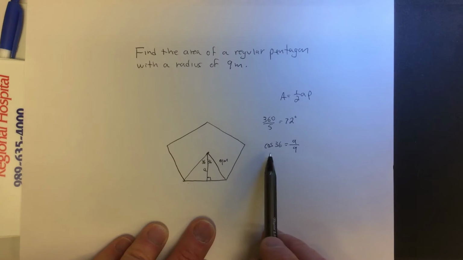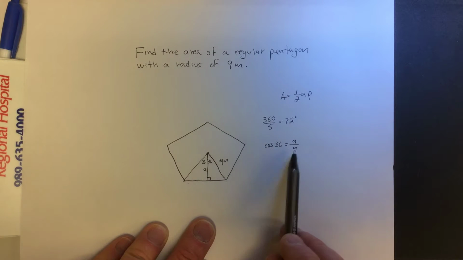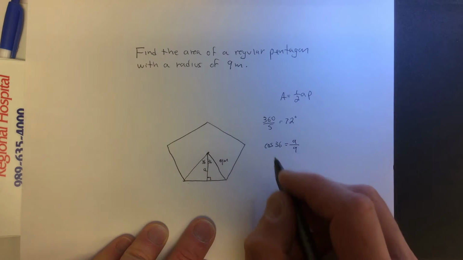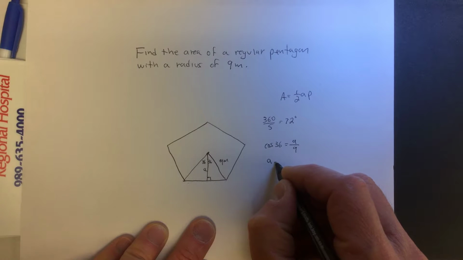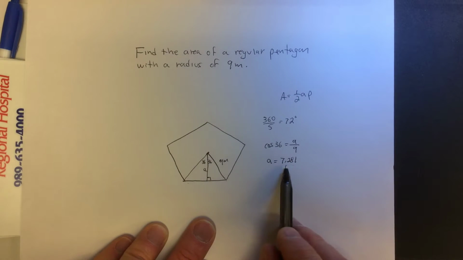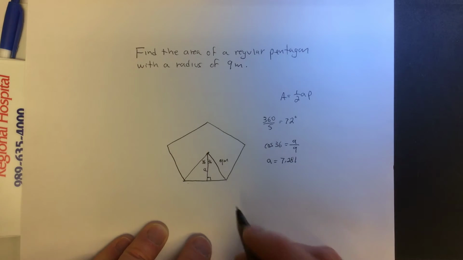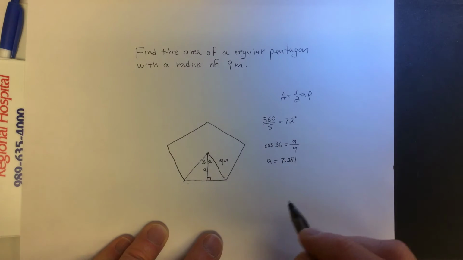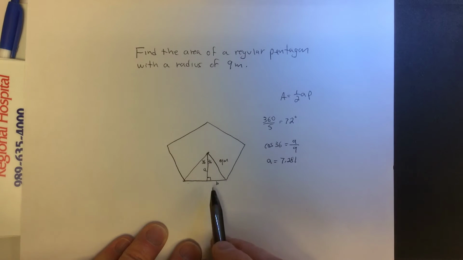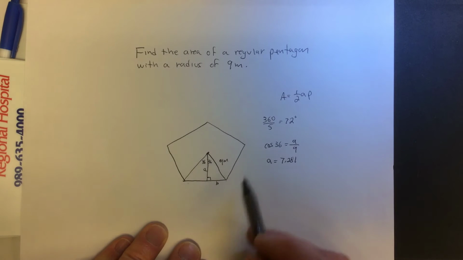So when I calculate this on the calculator, cosine of 36 times 9 is going to equal A. So I have to take that 9 and multiply it. When I do that, A comes out to be 7.281. I'm just going to leave that rounded to the thousandths for accuracy purposes. So there's my apothem. Now I'm going to call this B, and this side of the triangle is half of this side, so I need to find the perimeter.